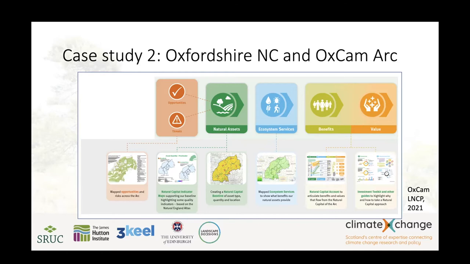But the bulk of the work was on this natural assets step, step 3 at the bottom, creating a natural capital baseline, again, through compilation of various data sets to create a very detailed habitat map, and then using a scoring system to look at various ecosystem services at quite a strategic level. And then that was linked to benefits and values. And I'll talk a little bit more about the scoring approach there. So if you could move on.